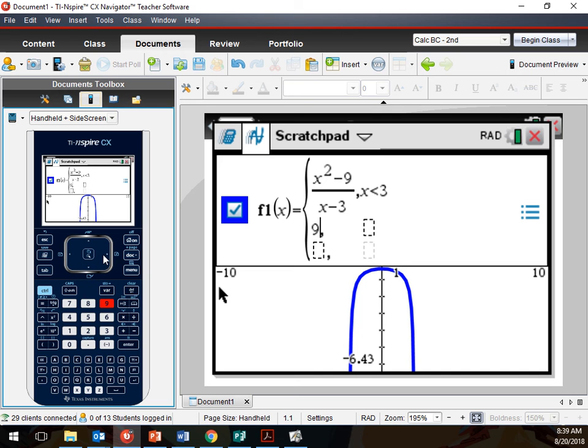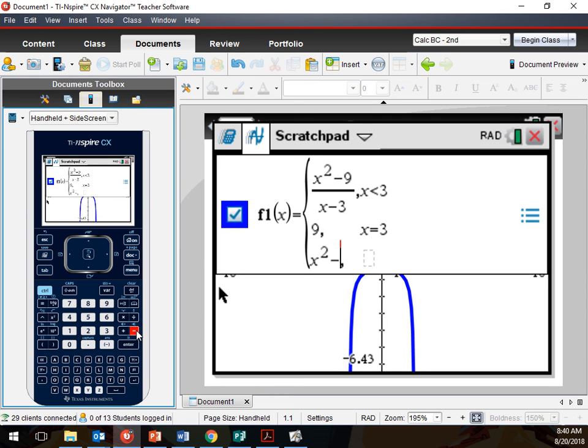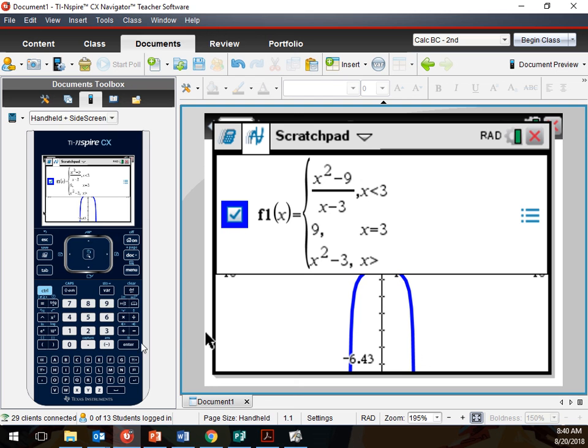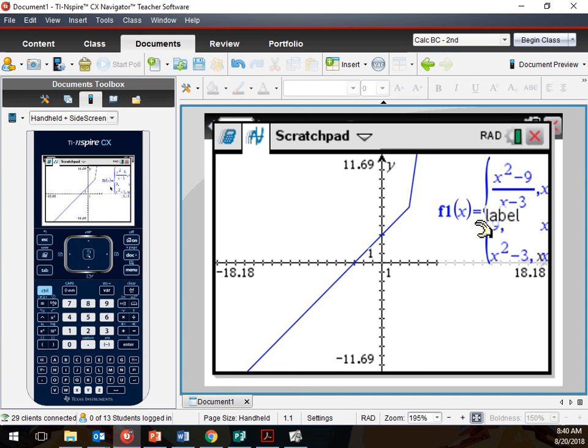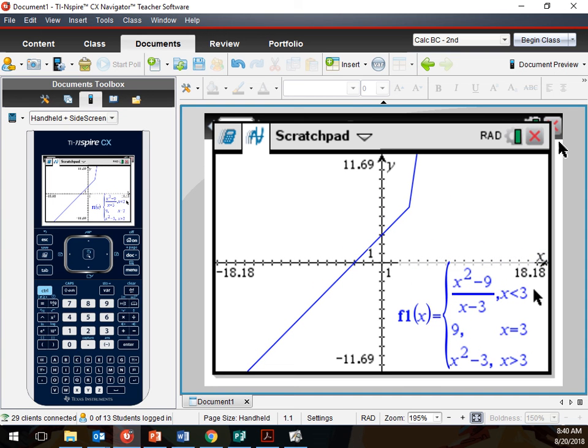It's constant 9 when x is equal to 3. And the last one is x squared minus 3. Okay, so let's see what it looks like now. When x is greater than 3. Enter. There we go. And I'm going to zoom out a little bit there. Let's move this over. Okay, so it looks like it is going to that, right?